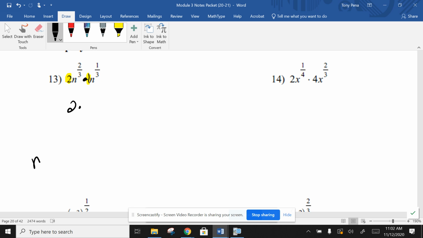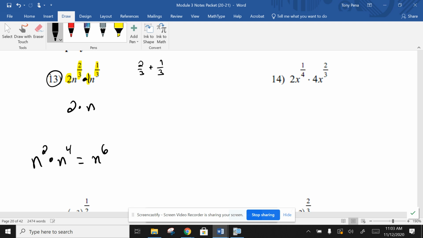So recall, if you look at the bottom of your paper, if I did this the other day, if I gave you n squared times n to the 4th, do you remember how we added those together to get an n to the 6th? It's the same thing with this problem up here. You're multiplying like terms, so we need to add those exponents. So this would be an n, and then all we're doing now is we have to add 2/3 and a 1/3.